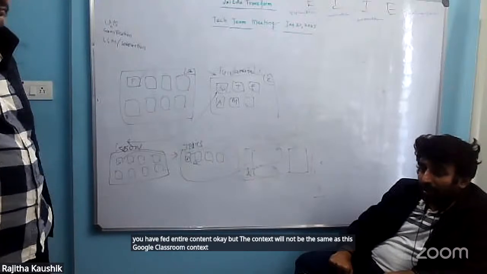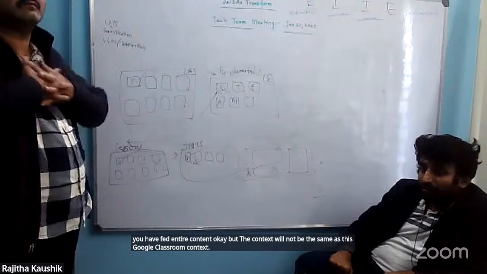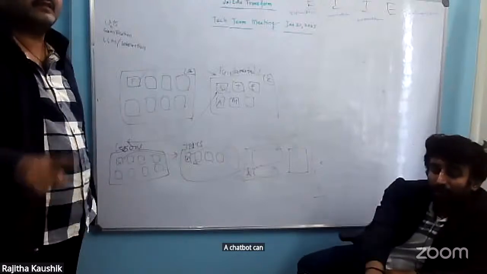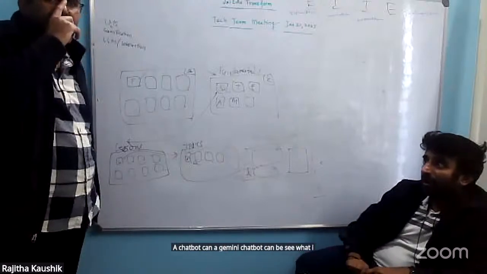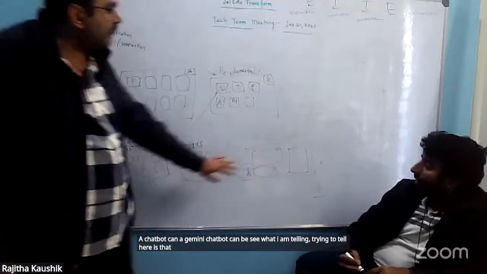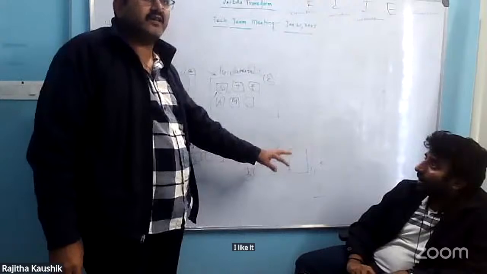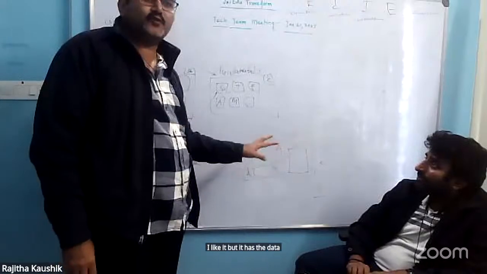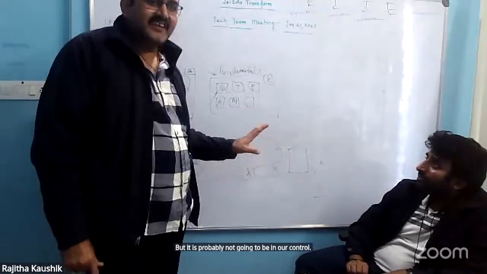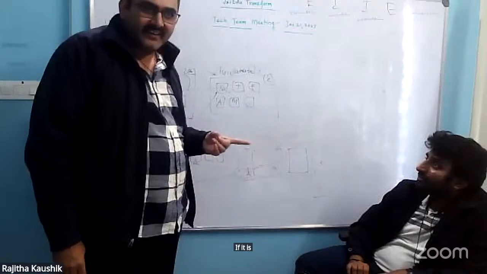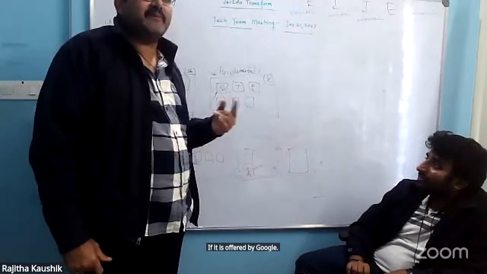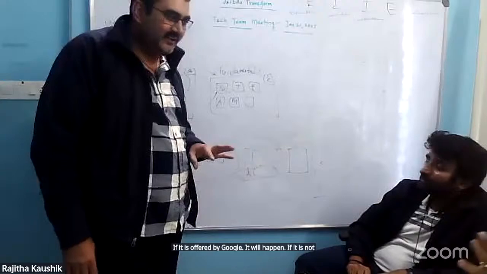A Gemini chatbot can give you anything. What I am trying to tell you is that it may happen or may not happen. It has the data, but it's probably not going to be in our control. If it is offered by Google, it will happen. If it is not offered by Google, it will not happen.